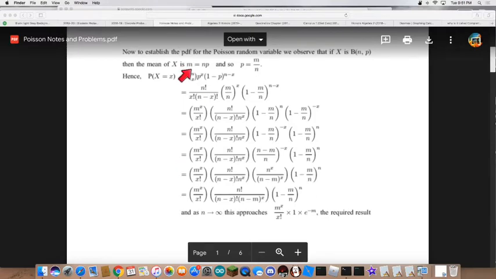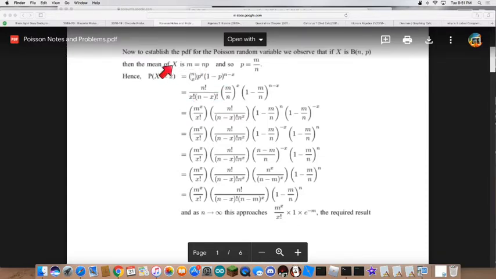Alright, so here's your binomial probability distribution function. We have n trials, x outcomes desired, and the probability of success is p. Changing the combinatoric into its formula, that's where we get our factorials. And then we have m over n.